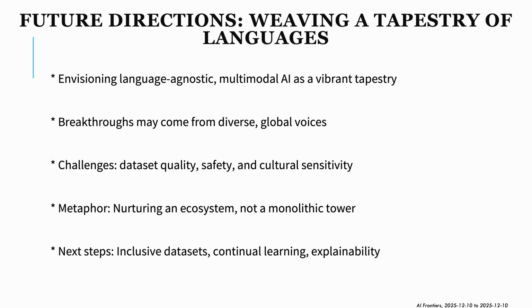Looking ahead, the future of computational linguistics is envisioned as weaving a vibrant tapestry of languages and modalities. Advances may emerge from diverse voices around the globe, not just established tech centers. However, challenges remain, ensuring high-quality datasets, maintaining safety, and respecting cultural sensitivities. The field is shifting from building monolithic systems to nurturing a dynamic ecosystem. Next steps include developing inclusive datasets, implementing continual learning, and advancing explainability.